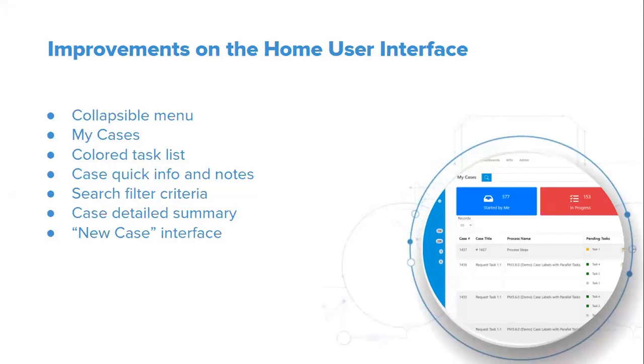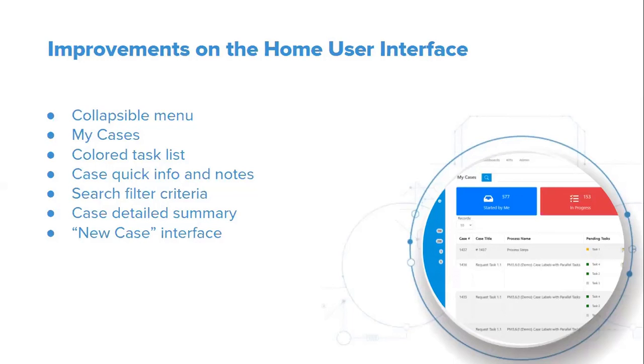The first thing you can notice in ProcessMaker 3.6 is the totally revamped home user interface. Some of the amazing features that you're about to see include a collapsible menu that will allow you to better manage the used screen space in your ProcessMaker environment. We're also going to be talking about the new My Cases interface and all of the useful case information available there, as well as the available actions that you're going to be able to perform there.